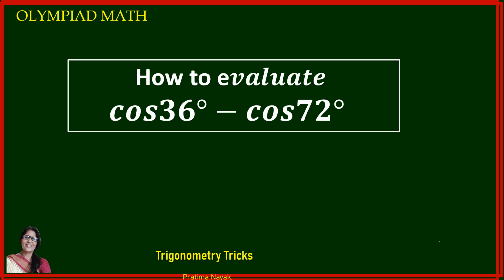So we know that, cos 36 degree is not that simple to calculate, and in the same way cos 72 degree. So we'll apply some trick to find out this value. So what I'll do, I'll first multiply with its conjugate.